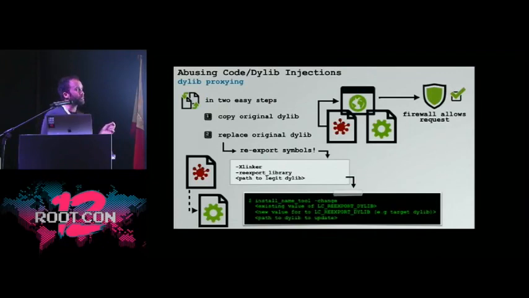So to perform this proxying, what you do is you first make a copy of the original dynamic library. And then you save your malicious dylib with the same name as the original dynamic library. You also then forward or proxy all symbols and exported methods and functions to the original dylib, because you don't want to break legitimate functionality. Right?